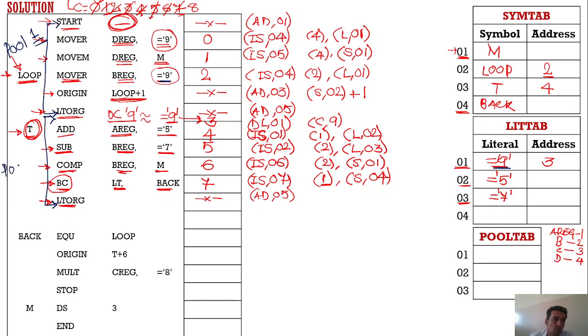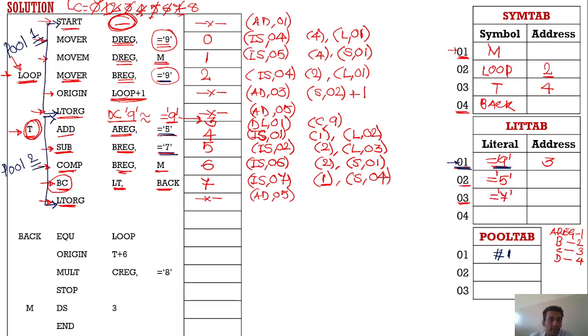Okay, so literal 5 and literal 7 belong to pool 2 of literals. Now we get to know that in the first pool we had only one literal, 9. So if you see over here, this 9 belongs to pool 1 of literals. So in the pool table, what we should do is note which literal in the literal table the first pool is starting from, the first literal number.